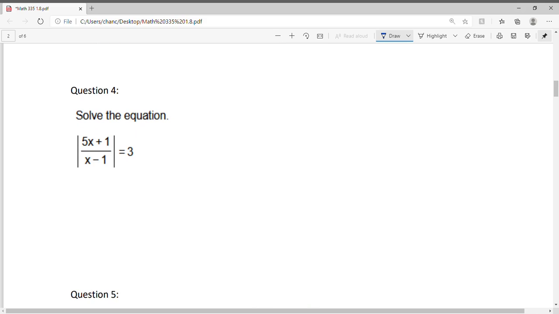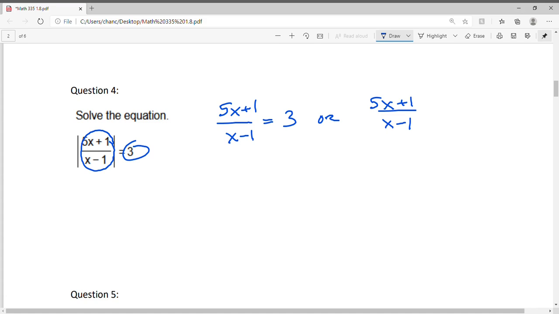In question 4, it's just the same thing, except this time we have a fraction on the inside. But I'm going to just do the same technique here. I'm going to do (5x plus 1) over (x minus 1) could be equal to 3. The inside could be 3, and the absolute value would still be 3. Or the second scenario is if the inside is equal to negative 3, the absolute value of that would still give me 3. Now, how do we solve for x?